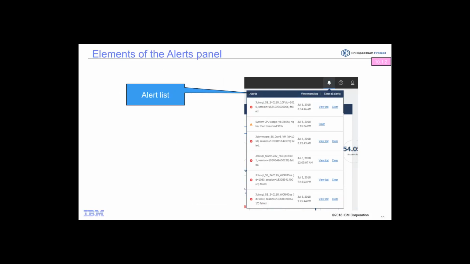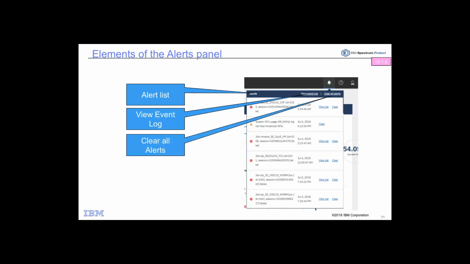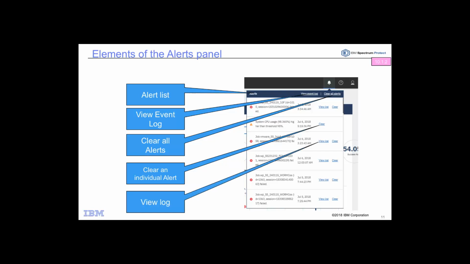Just digging down a little bit, you have the alerts list. You have the View Event Log selection, the Clear All Alerts, which will clear all the alerts at one time, the ability to clear an individual alert, and then finally the View Log, which will let you view the log associated with a particular alert, so the reason an alert was generated.